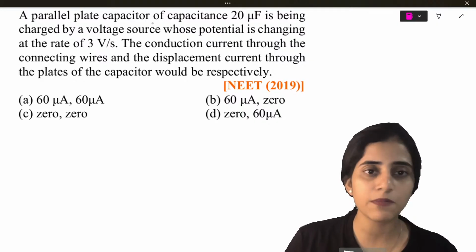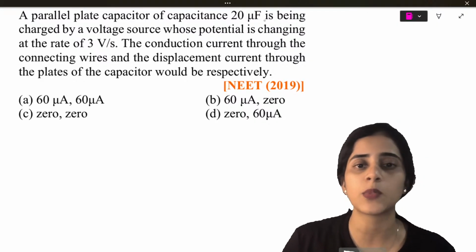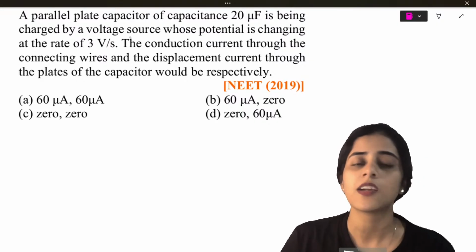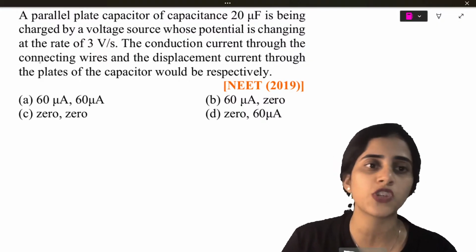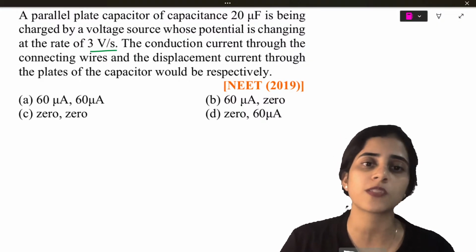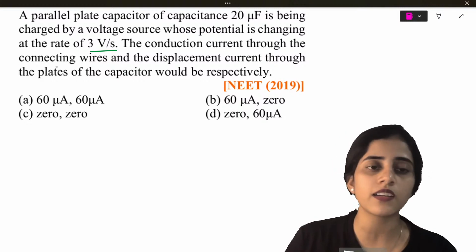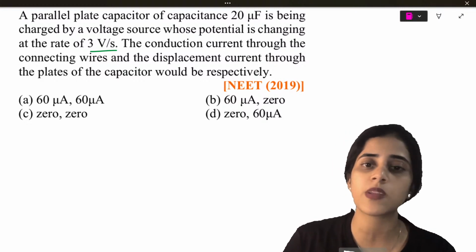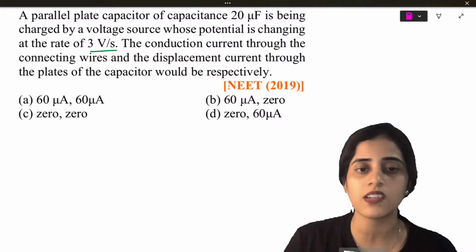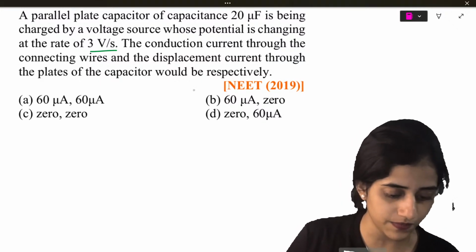A parallel plate capacitor of capacitance 20 microfarad is being charged by a voltage source whose potential is changing at the rate of 3 volts per second. The conduction current through the connecting wires and the displacement current through the plate of the capacitor would be, respectively.